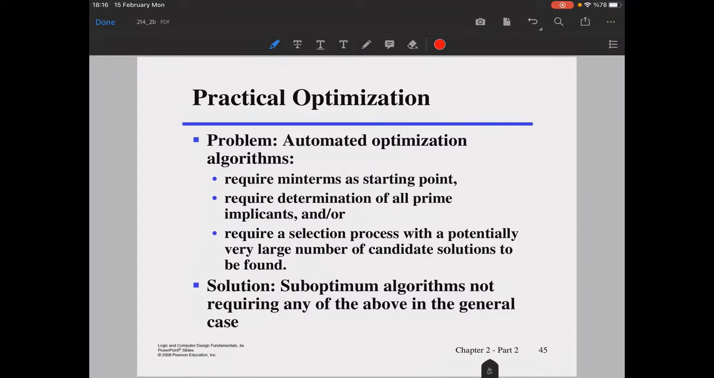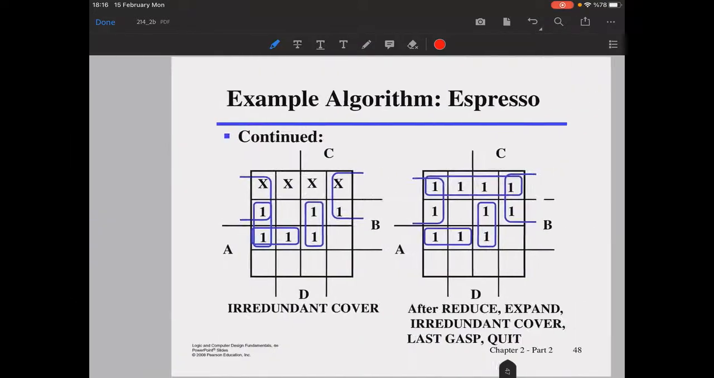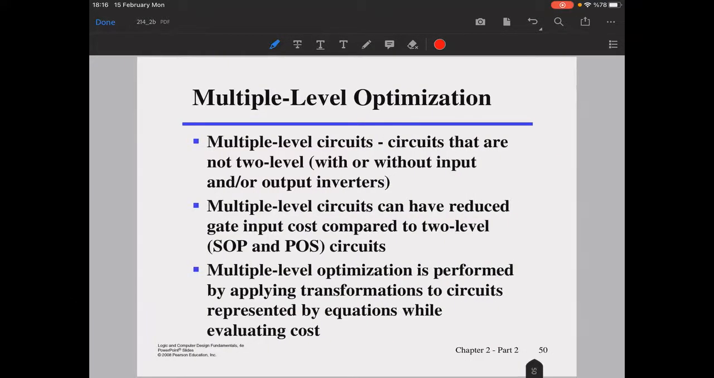There are some soft computing methods for suboptimum solutions as well. If you have a large set of input variables here, one of them is the Espresso algorithm. It has been given here, but I will skip it for now. It's just doing some nice approach for minimization, but I will not go into detail about it now. And we will continue with multiple level optimization.